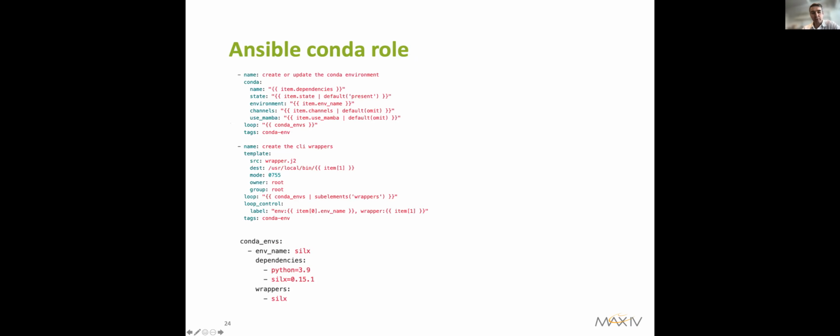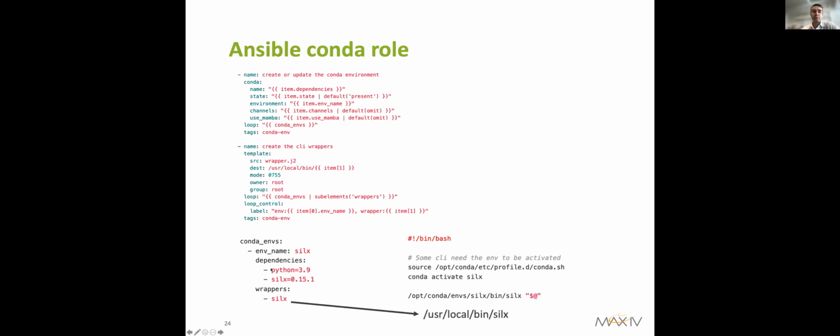So with this Conda env, you can define a list of environment that will be automatically created or updated by the role. But as you see, we define as well these wrappers, and this is because by nature, Conda environment, they are isolated from the system. Usually you need to activate an environment to use it, but we want it to be transparent for the user. So what we do is we create this small script under user local bin that will just activate the environment and run the command. So it means that the user doesn't have to know that the tool was installed in a Conda environment or RPM. It will just run the command and it will just work.